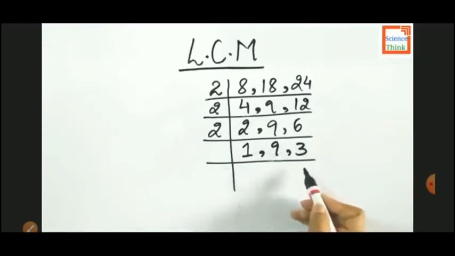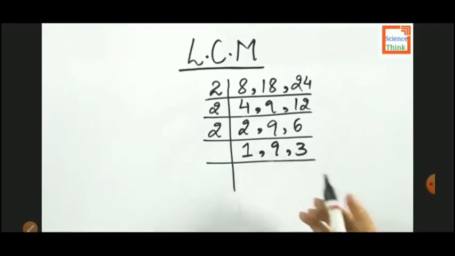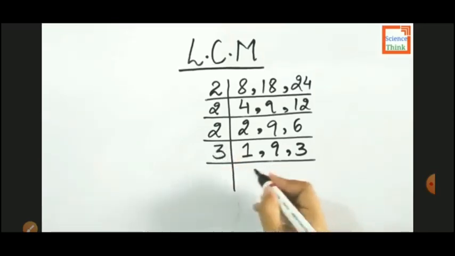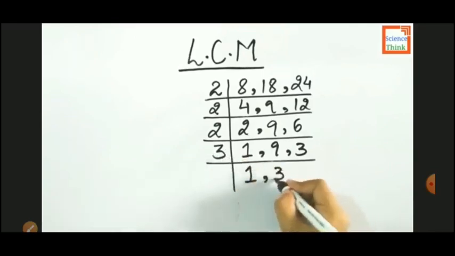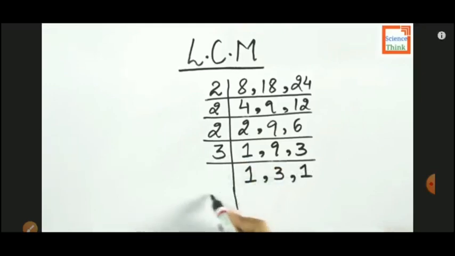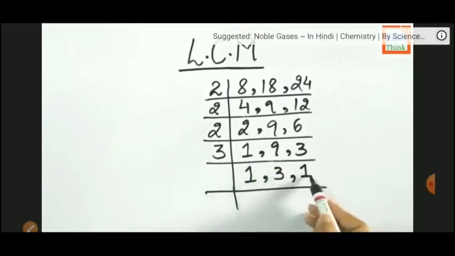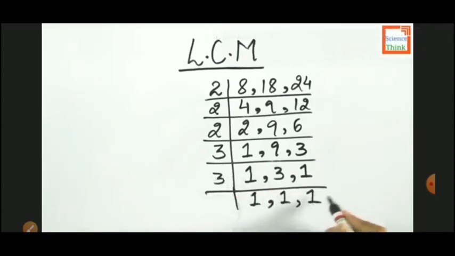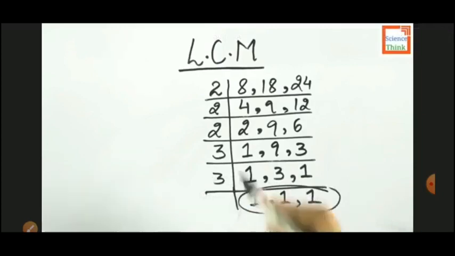Then the last one is 1, 9 and 3. So we can see that out of 9 and 3, which will be the number which can cut 9 and 3? So we will take the prime divisor 3. Here 1, here 3 3s are 9 and 3 1s are 3. So last we can see that the numbers came 1, 3 and 1. So the prime divisor will be 3, and then 1 and 1. So in the last row we have taken 1 1 1.